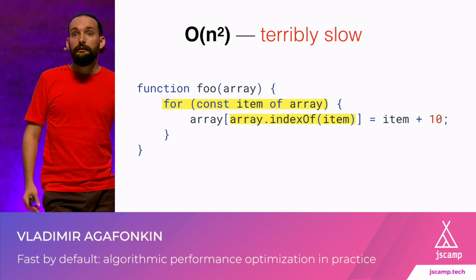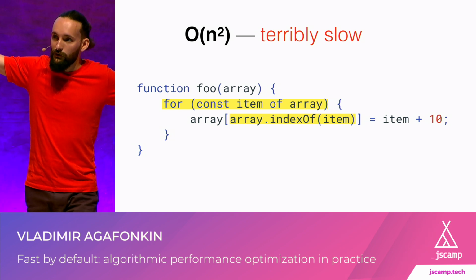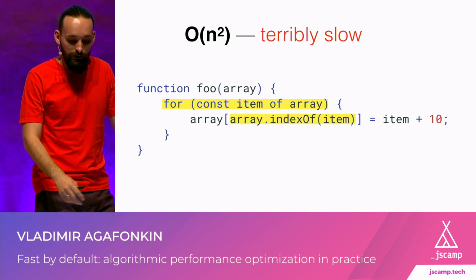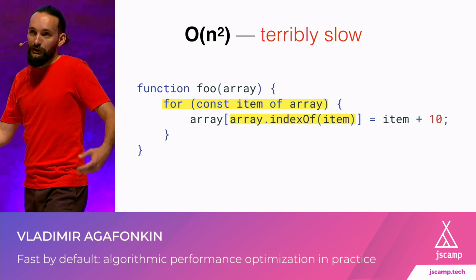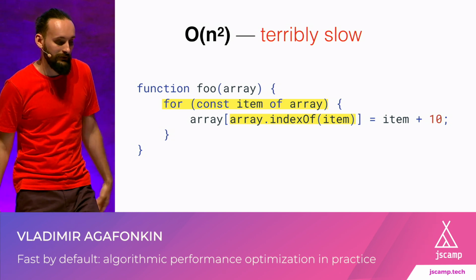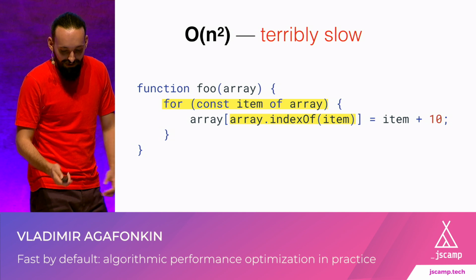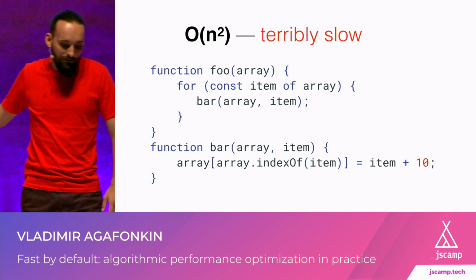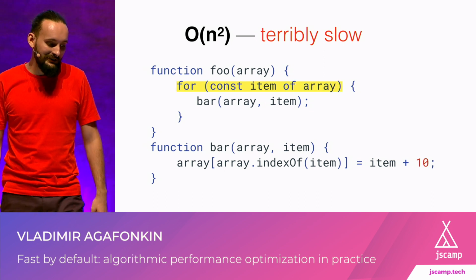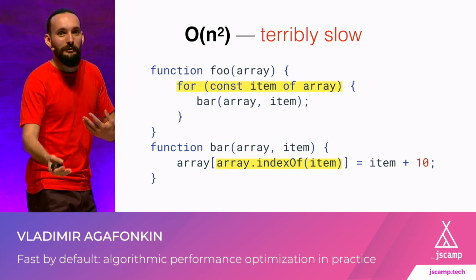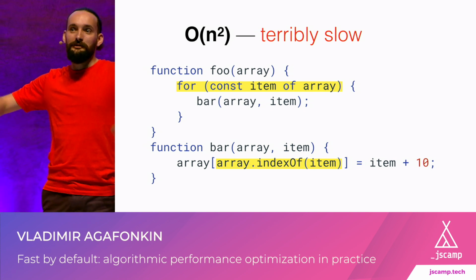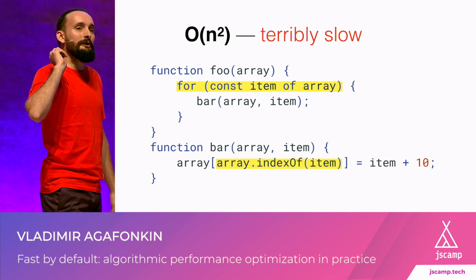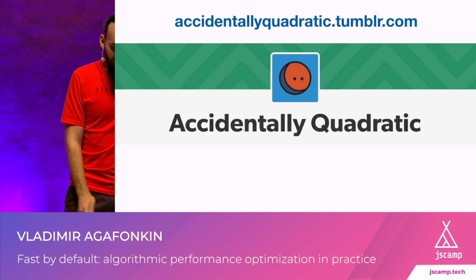And indexOf, what it does under the hood is that it has to go through all the elements to check which one has the index we need. So it's also linear, and combined they generate quadratic complexity. And it may still be obvious, but what if those two operations are in different methods? And what if they're in different files or different projects even?